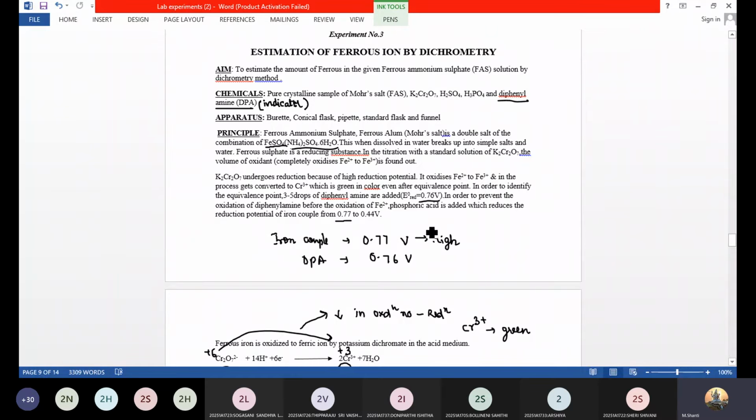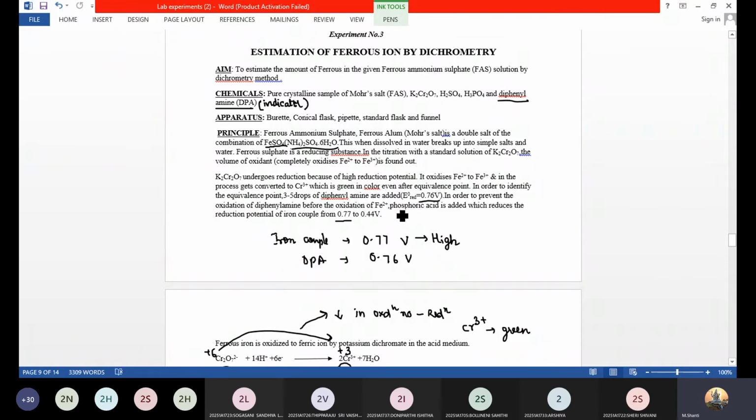That means the iron couple is getting oxidized first and DPA is remaining in its original state only. It is not getting oxidized. But we want the color change at the end point only when the oxidation of DPA is occurring. Only when DPA is getting oxidized, you can see a blue color at the end point. But here, because of the variation in the potential values of iron and DPA, as you are observing, there is a higher value of reduction potential for iron. So therefore, this preferentially gets oxidized than DPA, and therefore you cannot identify the endpoint.